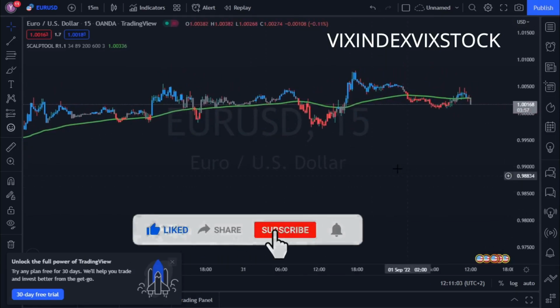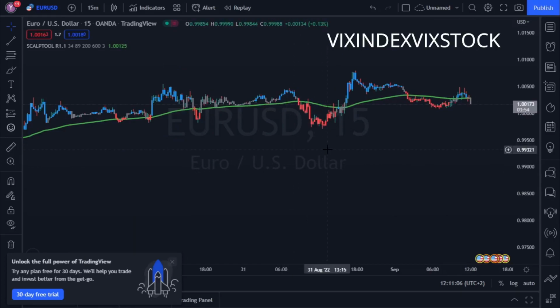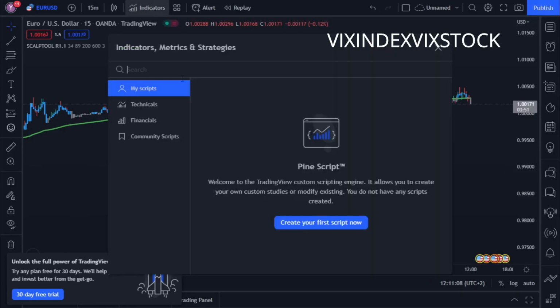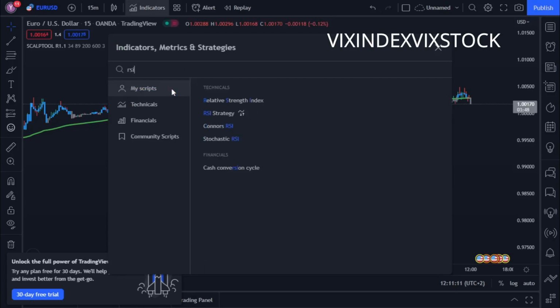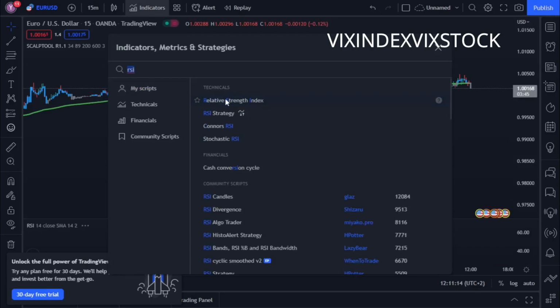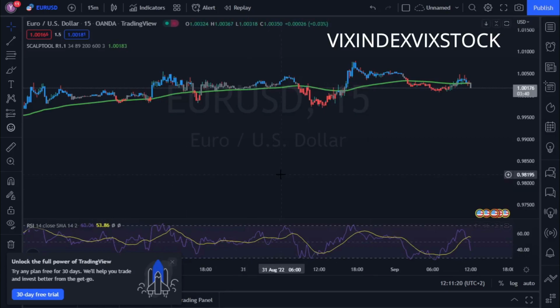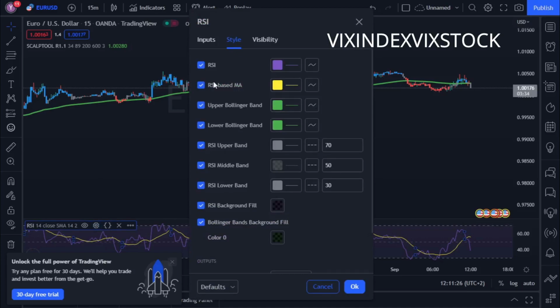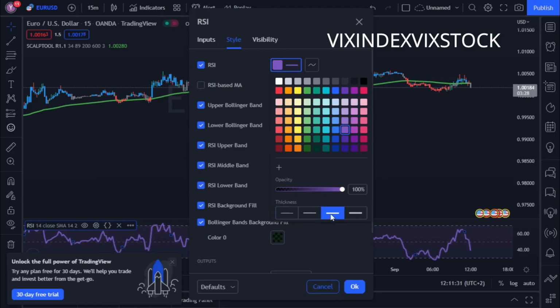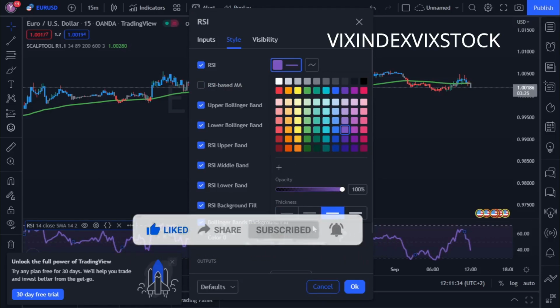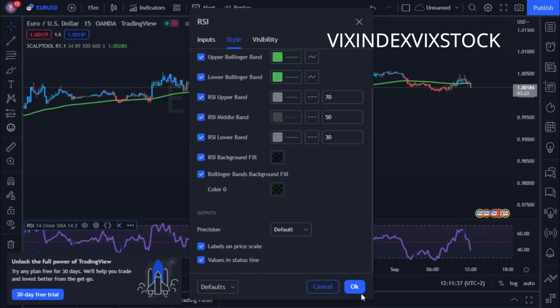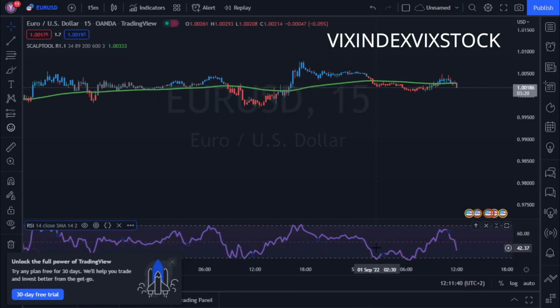So this is the first part of that. Obviously we are going to want to filter the signals that we are going to get in there. So we're going to use our trusty traditional RSI, also known as the relative strength index. And we are going to go into settings, and we are going to just take that one out, and we are going to increase the line width on that. I think that's all that we need on the RSI.